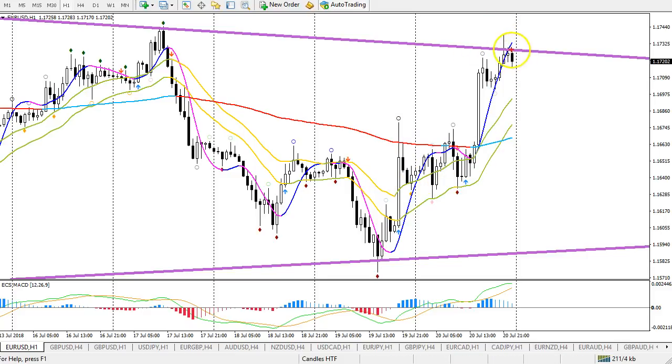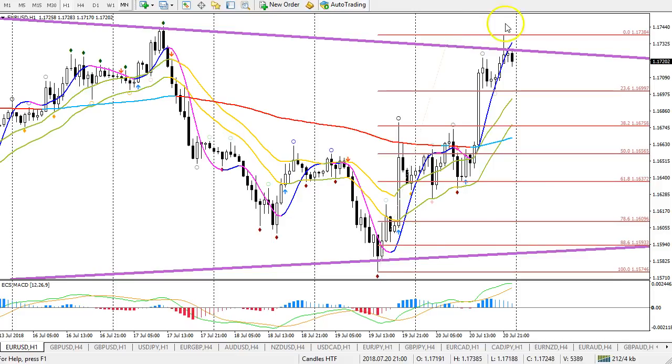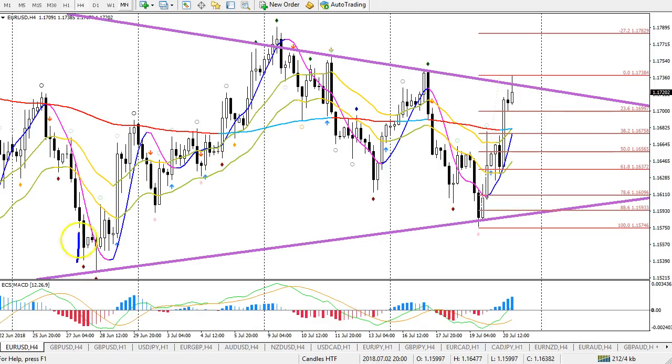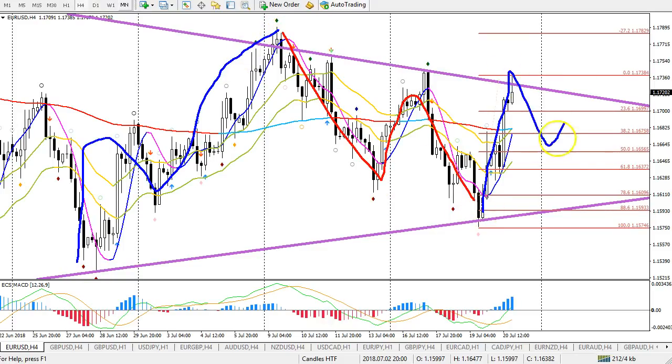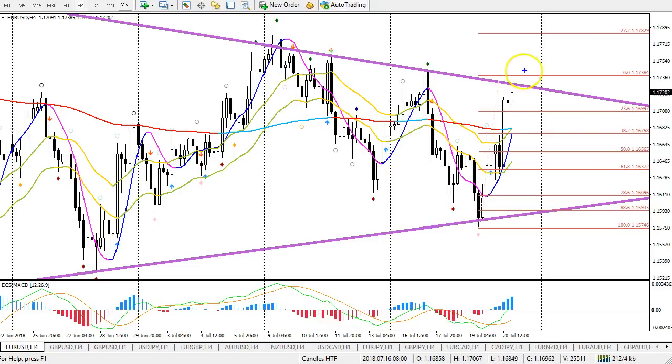If that's true, we might expect an ABC. That's what I'm expecting now. I would put a fib from here to here, because this is probably that wave A. Let me recap for you. ABC up, ABC down. Now expecting ABC up. So this could be the end of wave 5.